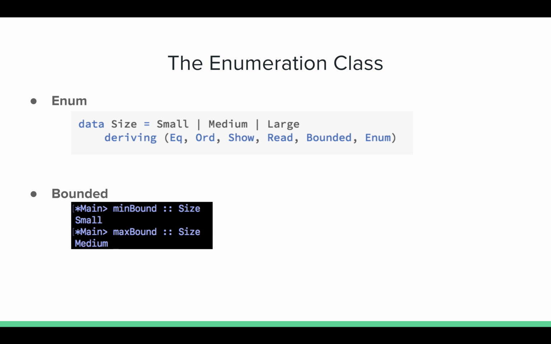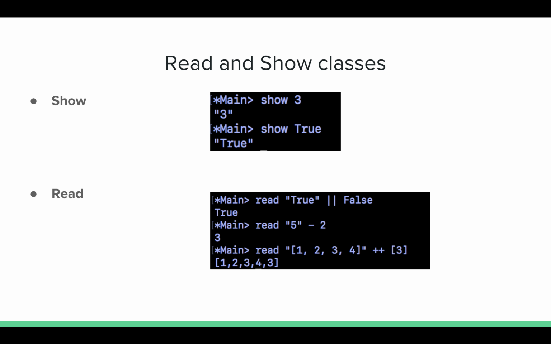Bounded is an enumeration class that can have a distinct beginning and end. The example above shows that the size class we defined in the enum example has a min bound of small and a max bound of large. Show. Show takes whatever data type and returns it as a string. Anything that can be represented as a string falls under this type.